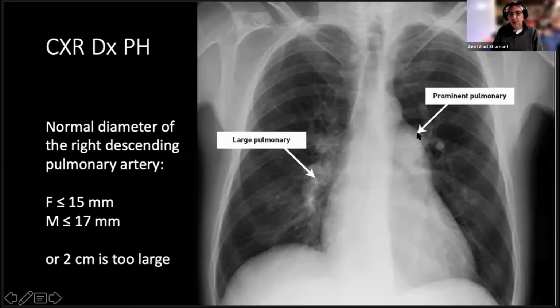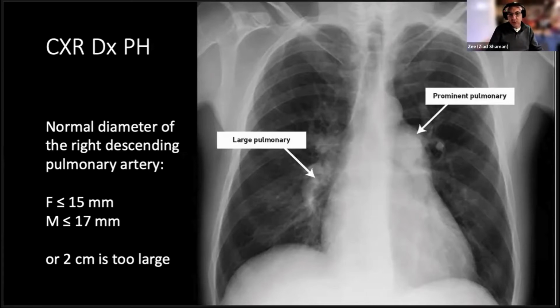The left pulmonary artery happens to be behind the structures here, the aorta, so it's difficult to see. The rule is that in females, if the diameter of the descending branch of the pulmonary artery is more than 15 millimeters, that's abnormal. And in men, if it's more than 17, that's abnormal.